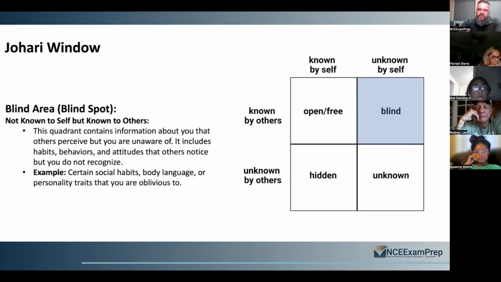As counselors, we're trained to help see these blind spots in other people and help them to become aware of them. It includes habits, behaviors, and attitudes that others notice, but you do not recognize within yourself. So for example, certain social habits, body language, or personality traits that you're oblivious to. Can anybody give some examples of maybe one of these blind spots, maybe as you've counseled people or just in your own relationships? Any examples?